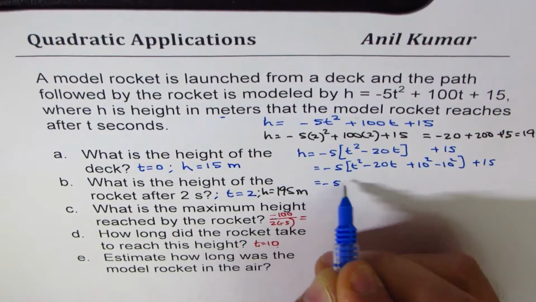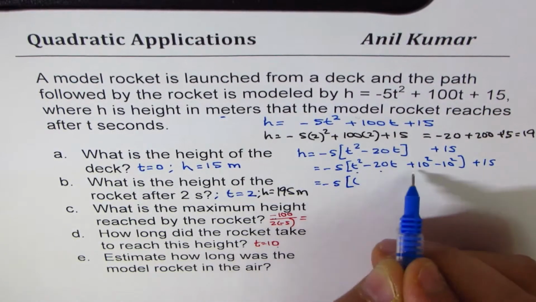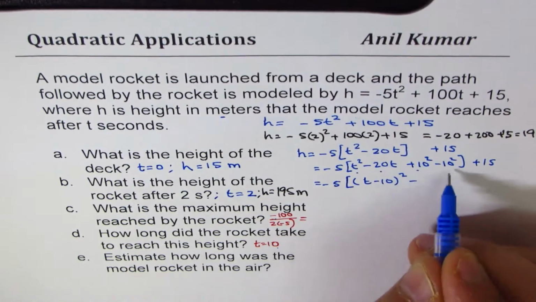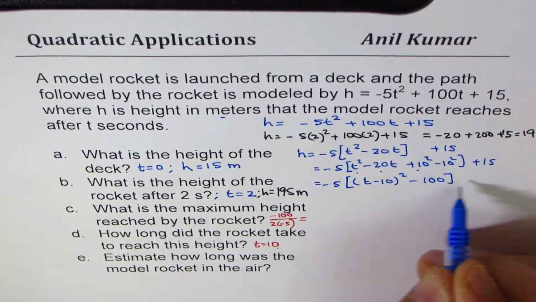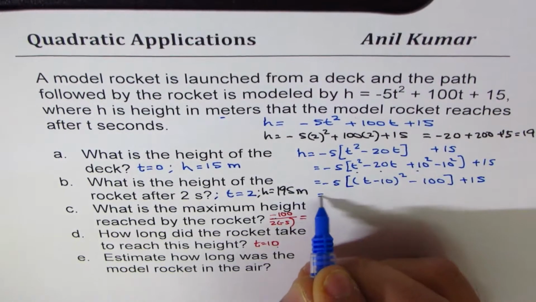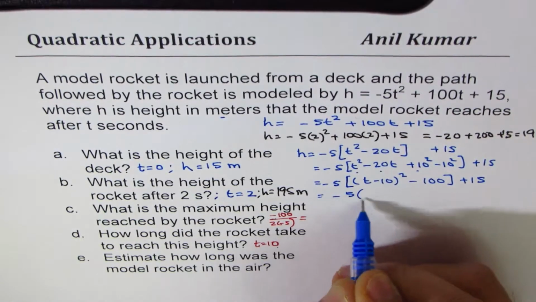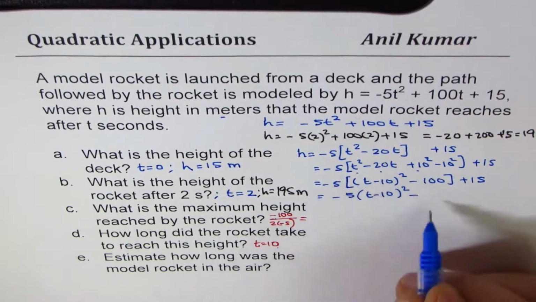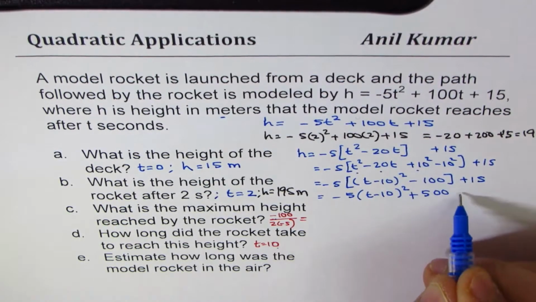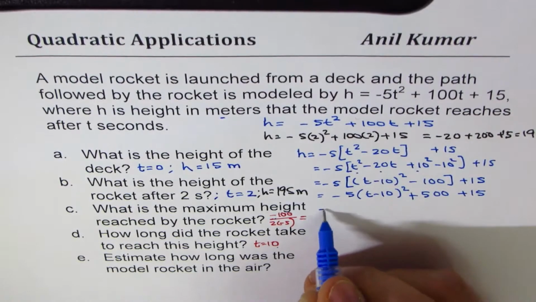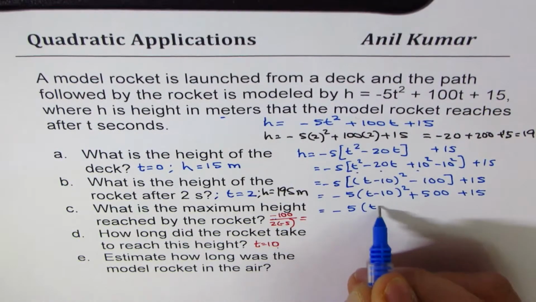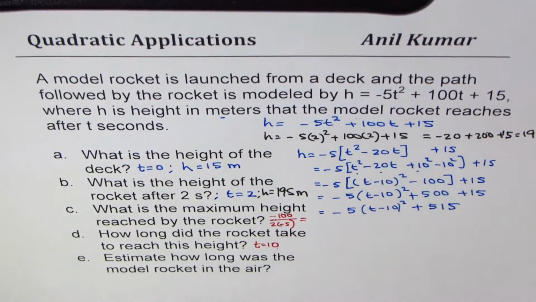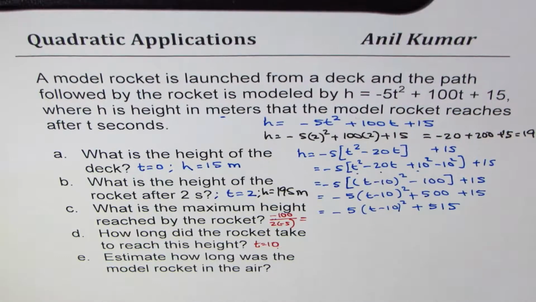And that gives you minus 5. These three terms make a perfect square. T minus 10 whole square, minus 10 square is 100, plus 15. Open the brackets, we get minus 5 times t minus 10 whole square minus, and minus becomes plus 500, plus 15, correct? Which is minus 5 times t minus 10 whole square plus 515, correct? So that gives you both the answers.